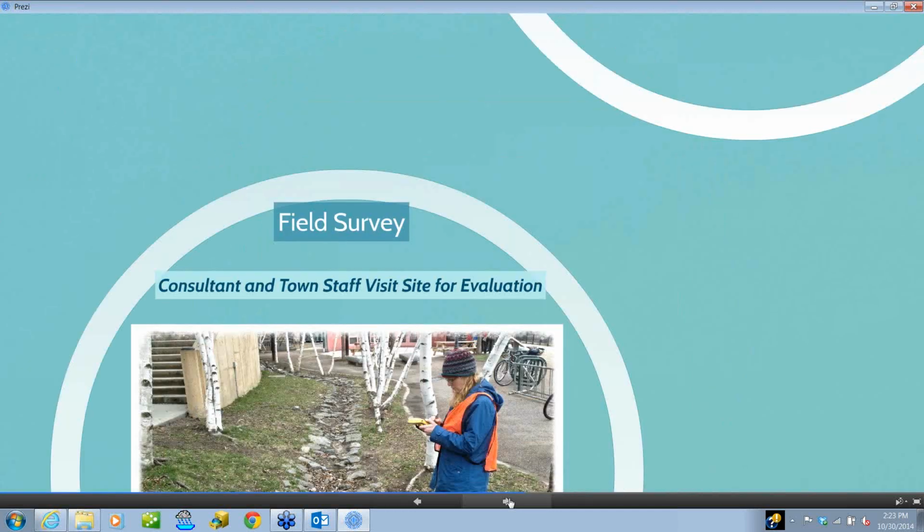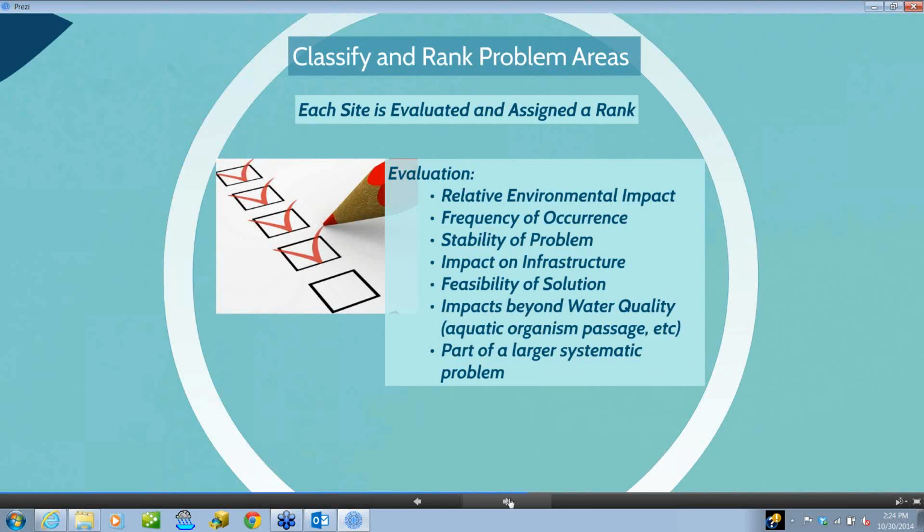Those existing sites were ranked by the relative environmental impact, the frequency of the occurrence, the stability of the problem, and really how urgent it is that the problem be fixed. Is that problem impacting existing infrastructure, creating a burden on the infrastructure? How feasible is the solution? Is it something that would be a low-hanging fruit type project that could be easily implemented? And then the impacts beyond water quality, things like a perched culvert where there's a blockage for aquatic organism passage, or whether it is somehow part of a larger systematic problem.